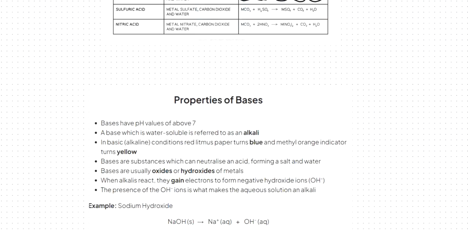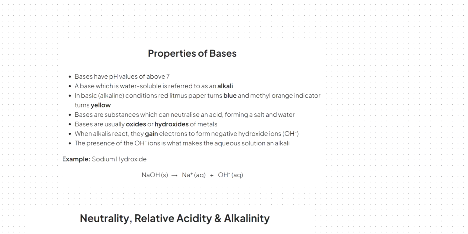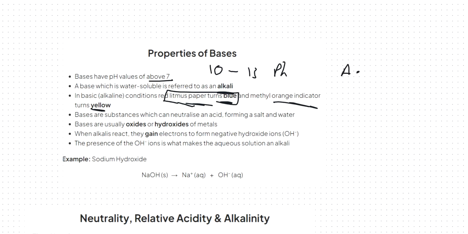This was acids, and now moving on to bases. Bases have a pH value of more than 7, and a strong base would be something of around 10 to 13 pH. A base which is water soluble is referred to as an alkali. So when a base is soluble in water, it's called an alkali. And a base would usually turn red litmus paper blue, and the methyl orange indicator would turn yellow. So red litmus paper turns blue when you have a base, but when it's an acid, the litmus paper would turn red.